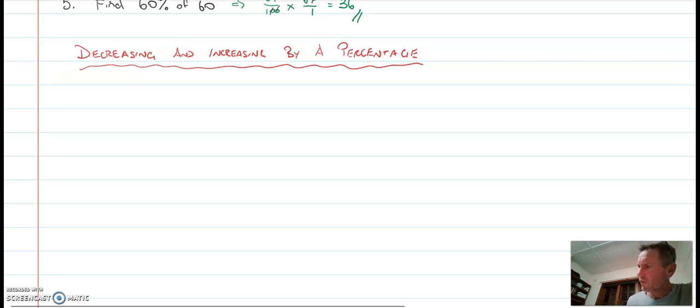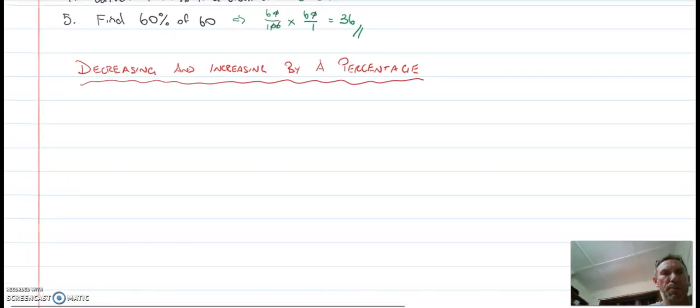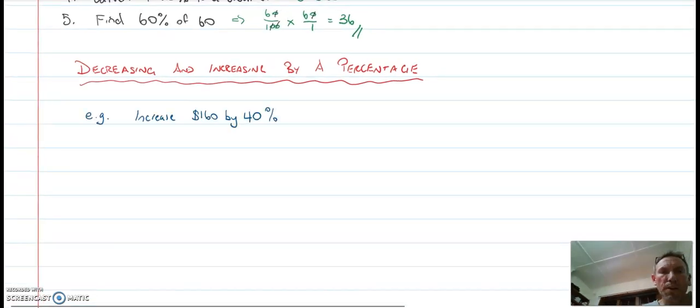And we also looked at finding a percentage of a quantity. So we're going to use that second type, finding a percentage of a quantity, with one of our methods. So let's have a look at an example, and I'll write that out. So here's our example: increase $160 by 40%. These examples are often going to be money examples, because that is where you see this stuff most often. Okay, so I'm going to show you two ways.